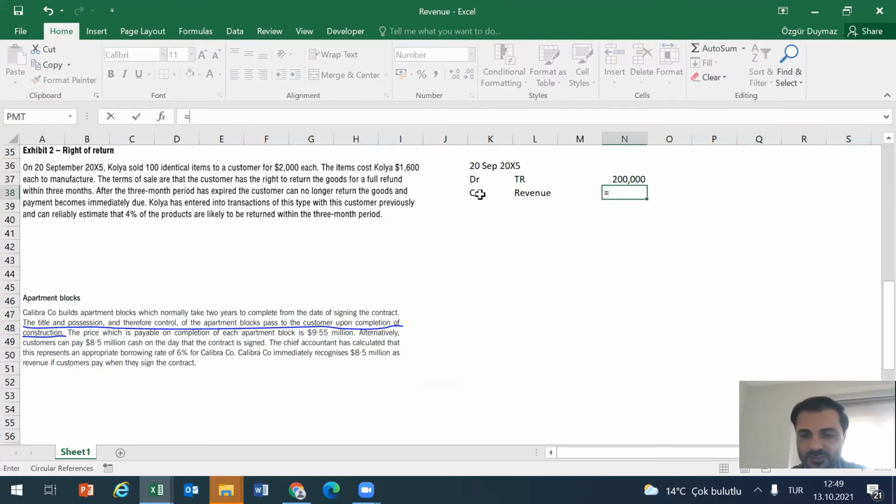Revenue should be 96% of the total amount, because 4% is estimated that the customer may give this product back to Collier, and credit also a liability.